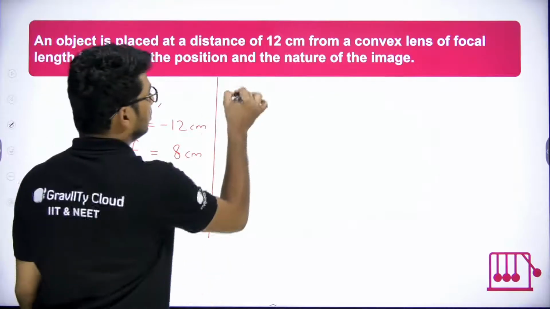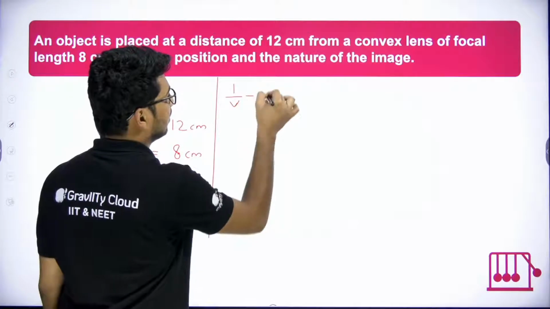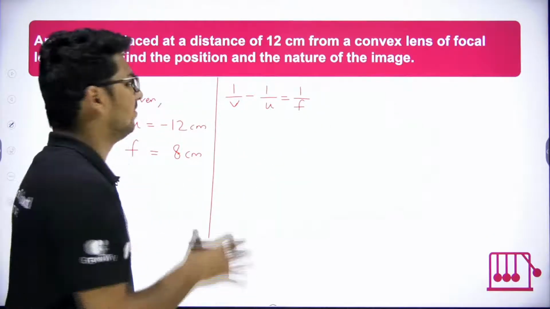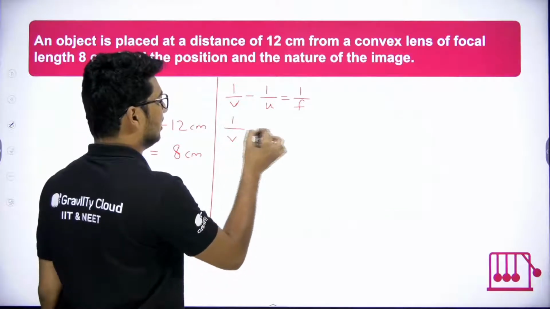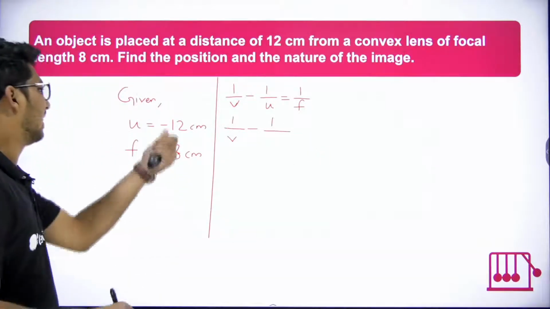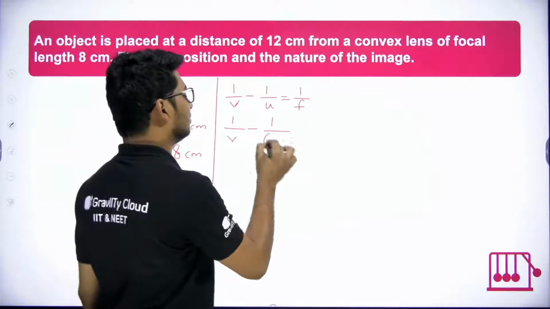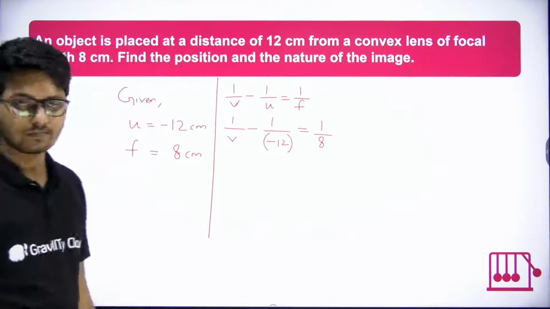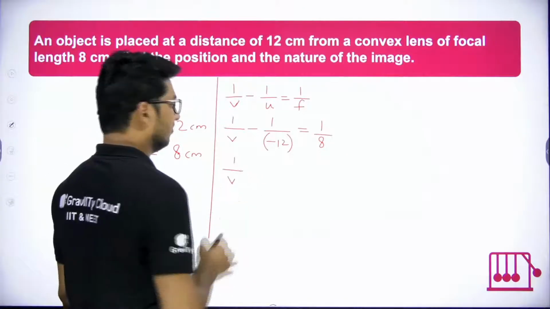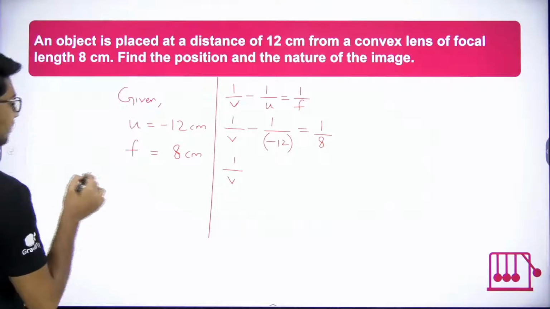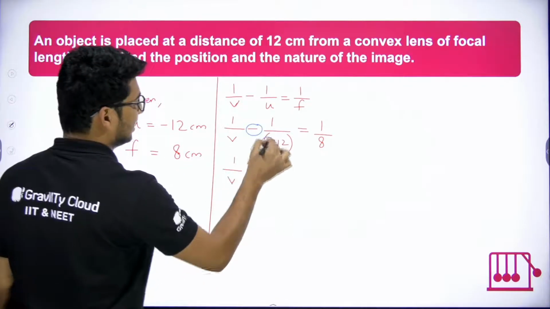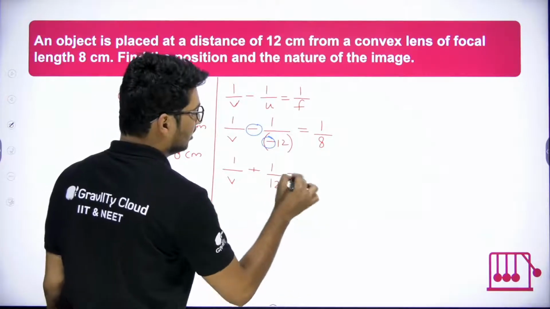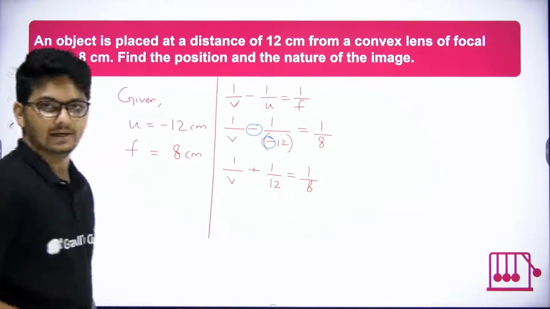Which formula do we use? We use 1 by v minus 1 by u is equal to 1 by f. Now all that we have to do is substitute. So 1 by v minus, use brackets because u is negative, minus 12 is equal to 1 by f, f is 8. Do the calculation. 1 by v, then minus into minus, what is that? It will be plus. So 1 by v plus 1 by 12 is equal to 1 by 8.